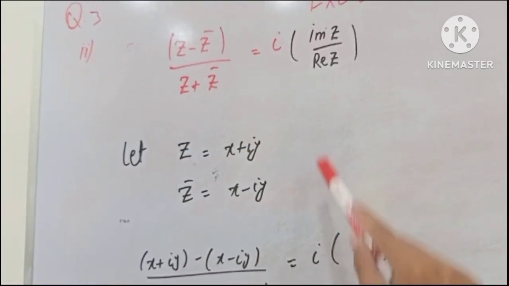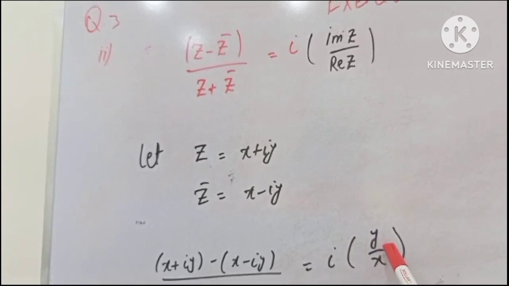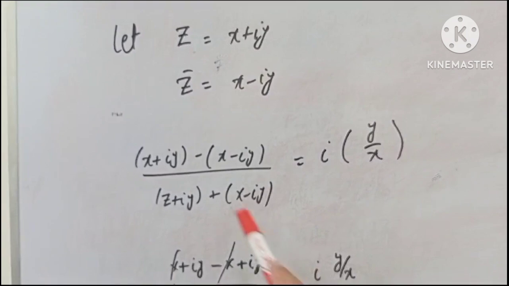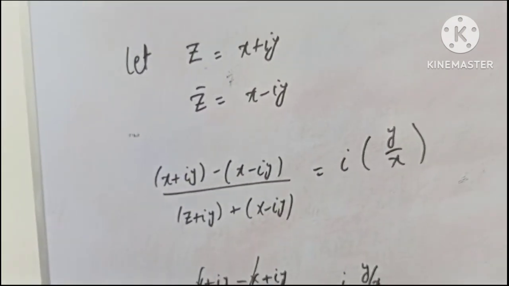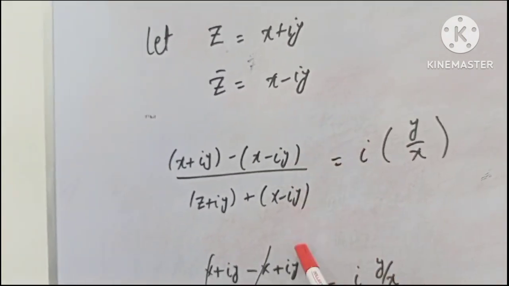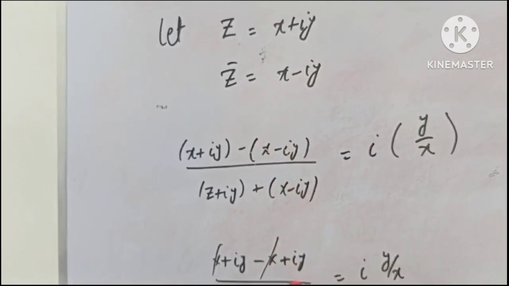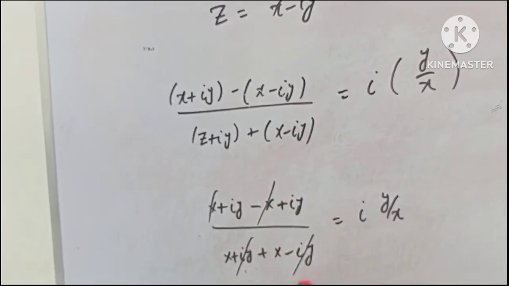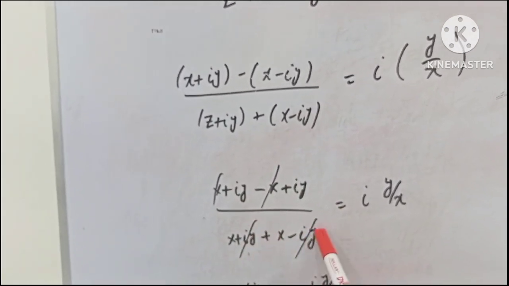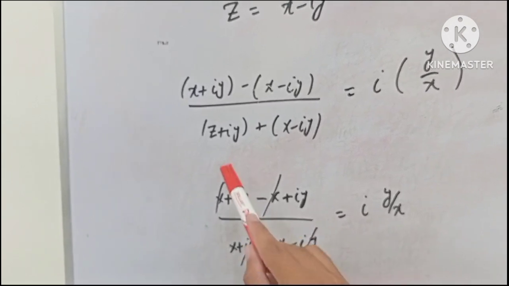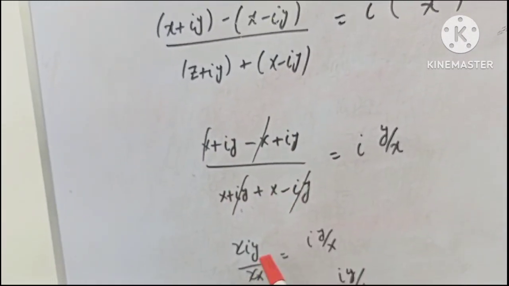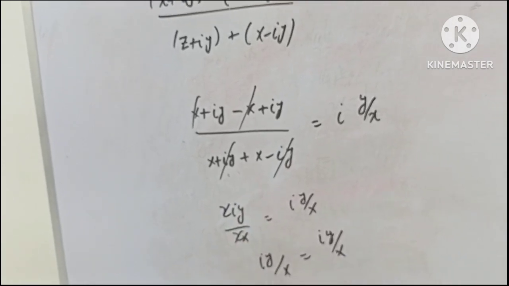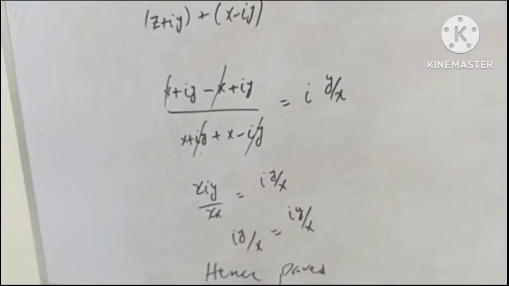Now iota into imaginary z is y and real z is x, iota y over x. Now we solve this equation: x plus iota y minus x minus iota y over x plus iota y plus x minus iota y. Iota y plus iota y, and x minus x cancel, which is equal to 2 iota y over 2x. 2 cancels with 2, iota y over x is equal to iota y over x, hence proved.